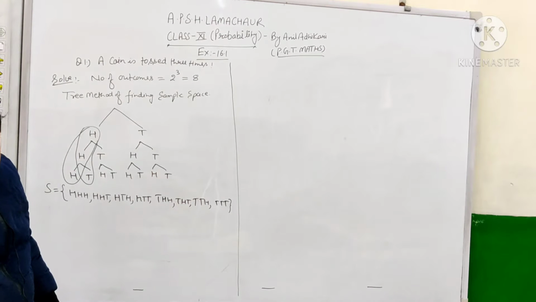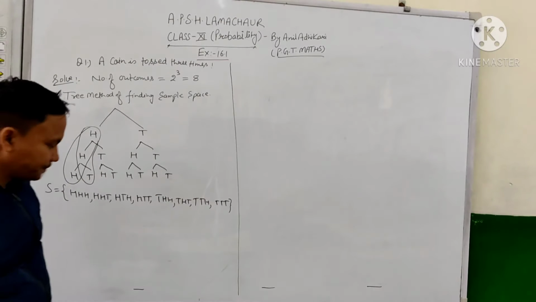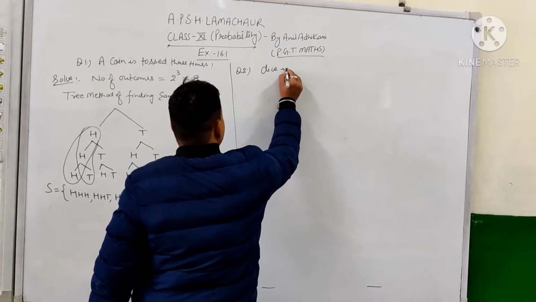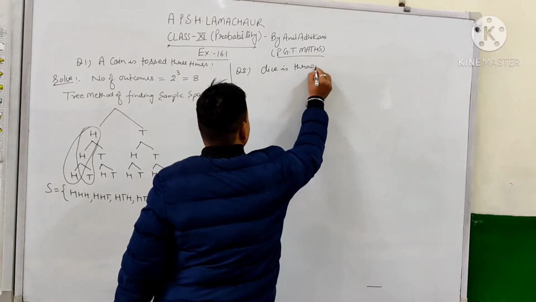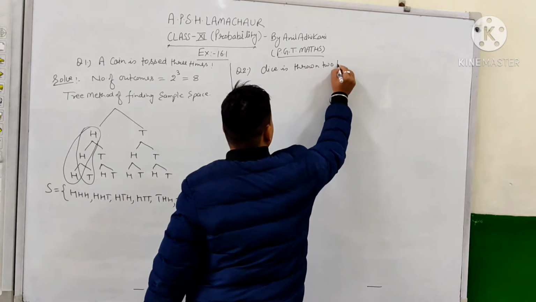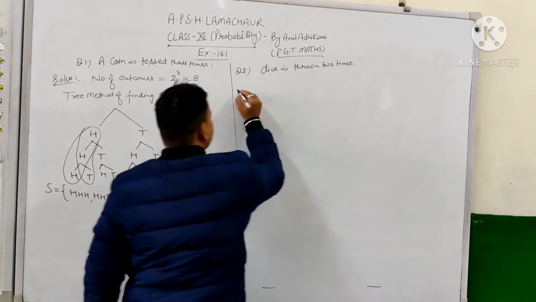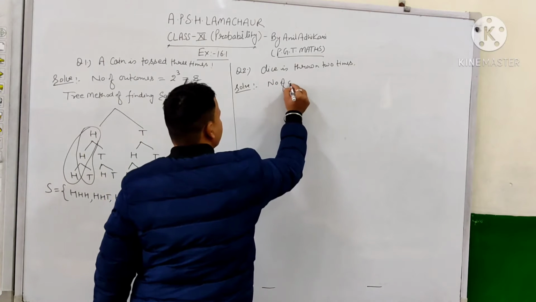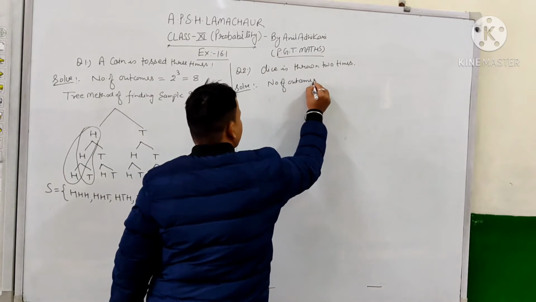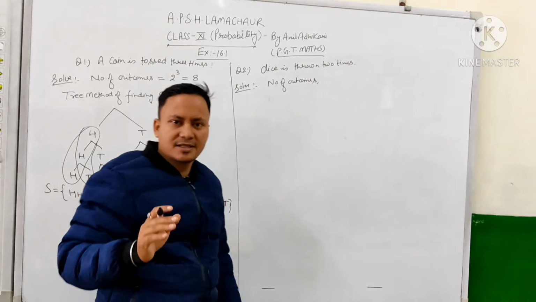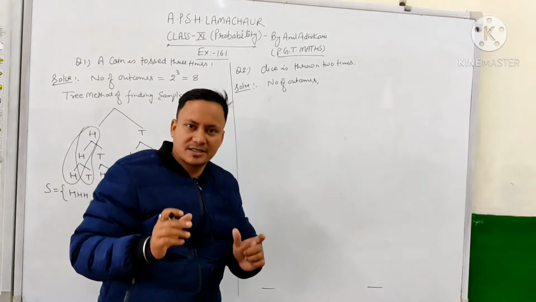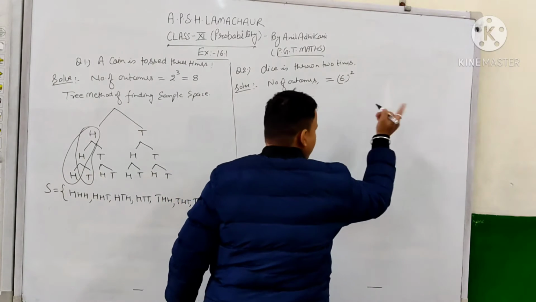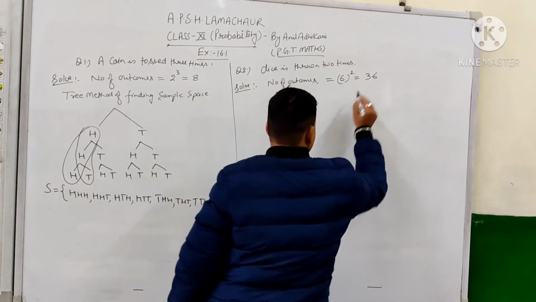Now the second question: a die is thrown 2 times. In the second question the experiment is a die thrown 2 times. So again first we will find the number of outcomes. Since we know that a die has 6 faces, so the number of outcomes will be 6 raised to the power 2, because we are rolling the die 2 times. So the total number of outcomes will be 36.